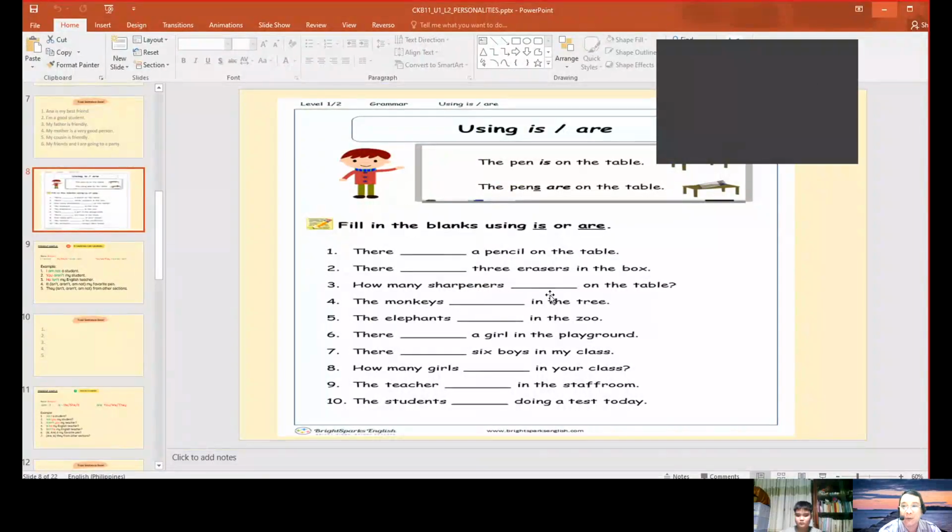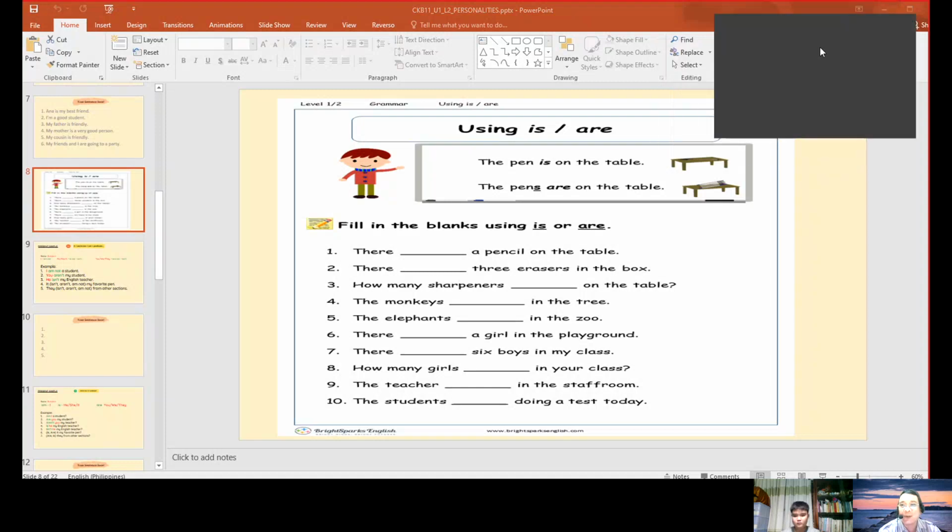Okay, so we're going to continue our lesson, right? But before that, let's go over your homework first, okay? I already read your homework and I would like to say that, of course, you got a very good score because you got a perfect score for this, okay? So congratulations for that, Khang.